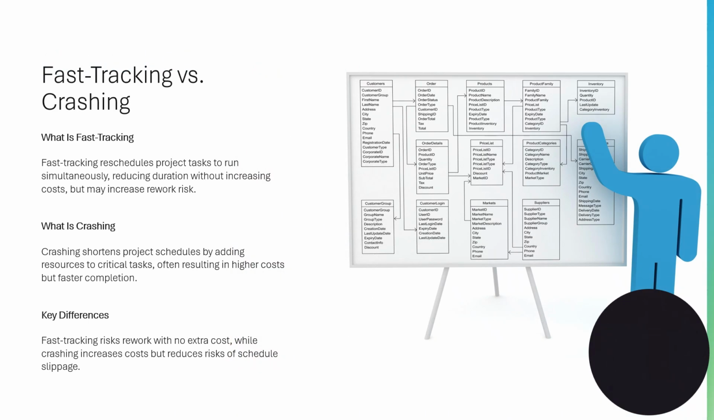Fast tracking involves rescheduling tasks to overlap activities that were originally planned sequentially, reducing project duration without increasing costs. Crashing, on the other hand, adds resources to critical tasks to shorten timelines, often leading to increased costs. Both techniques help to compress schedules, but fast tracking risks rework, while crashing impacts budgets.